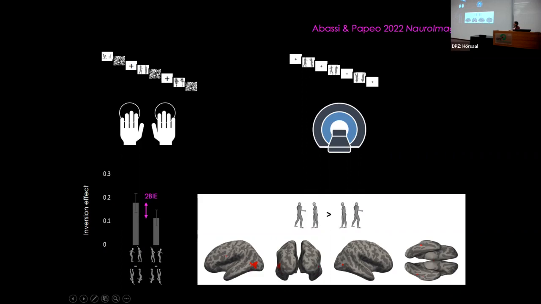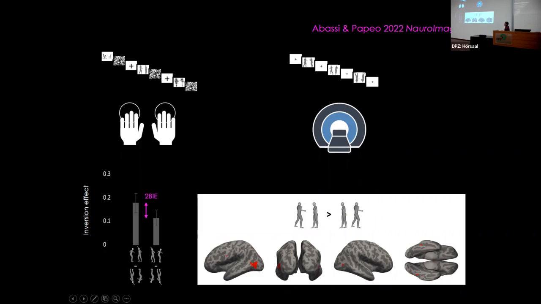So these regions were mostly in the visual cortex. From a visual viewpoint, these stimuli are identical. It's exactly the same visual information, except for the spatial relations. And this is triggering differential activity in the visual cortex. And this is not just any visual area.